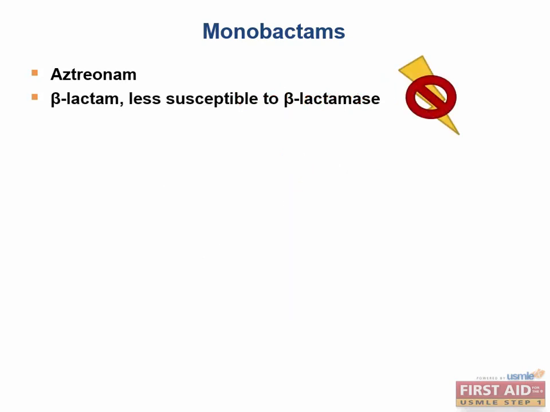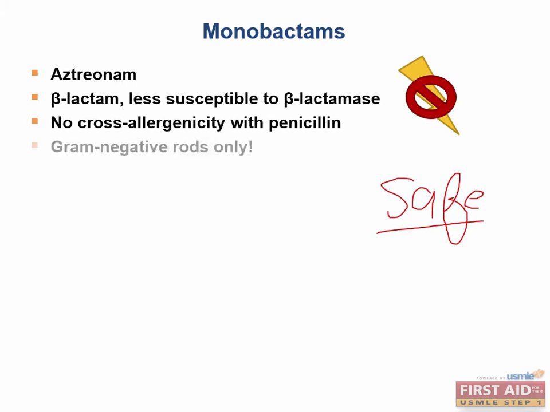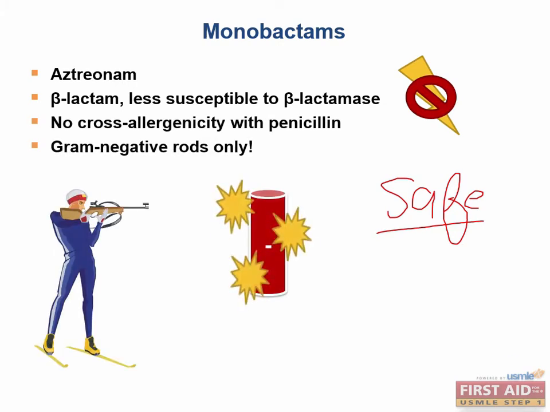Another benefit of the unique structure of aztreonam is that it is not cross-allergenic with the penicillins. So what do I mean by that? Well, basically, it means that even if a patient is allergic to penicillin, aztreonam is safe to use because there is no cross-allergenicity. This is an important thing, and it is why this drug is used in patients with renal insufficiency and a penicillin allergy. It tends to have few side effects. However, unfortunately, although it has many benefits, aztreonam is limited in its utility and is only effective against gram-negative rods.